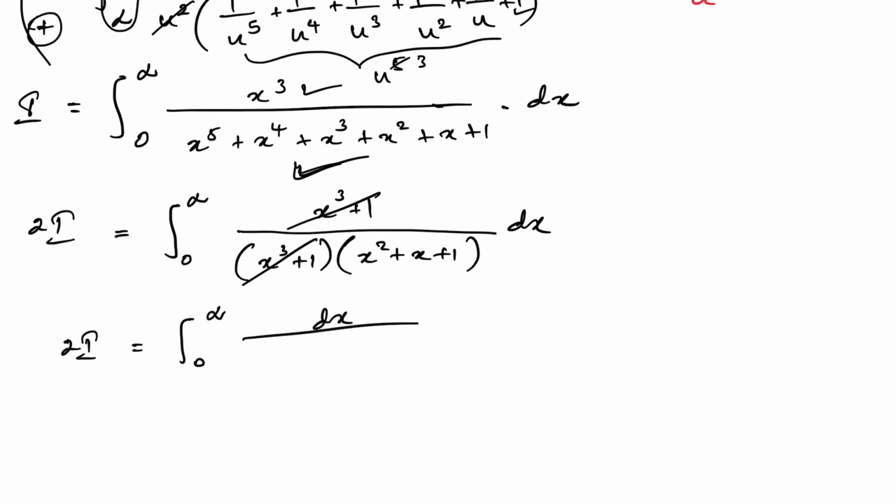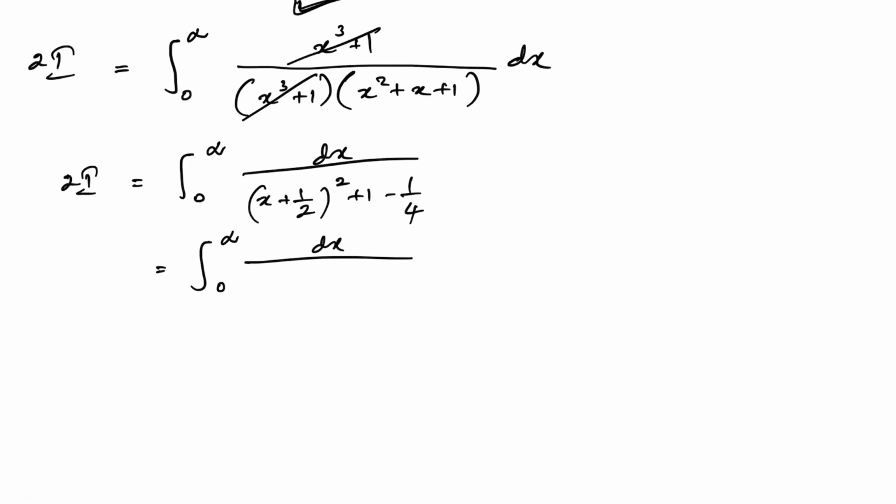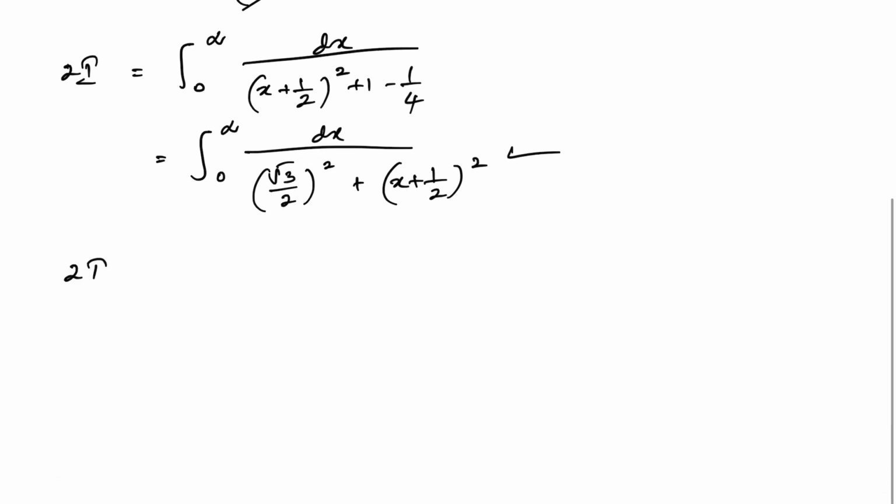Now for the denominator I'm going to take a perfect square, so we have x plus 1 half perfect square plus 1 minus 1 over 4. So if we simplify, the integral from 0 to infinity, dx over, now 1 minus 1 over 4 is 3 over 4, which we can write as the square root of 3 over 2 perfect square, plus x plus 1 half perfect square.